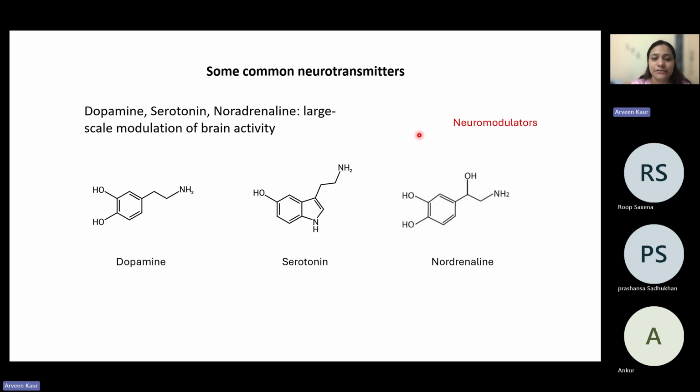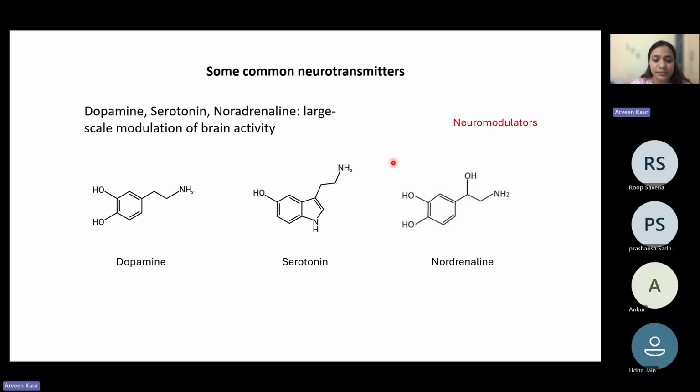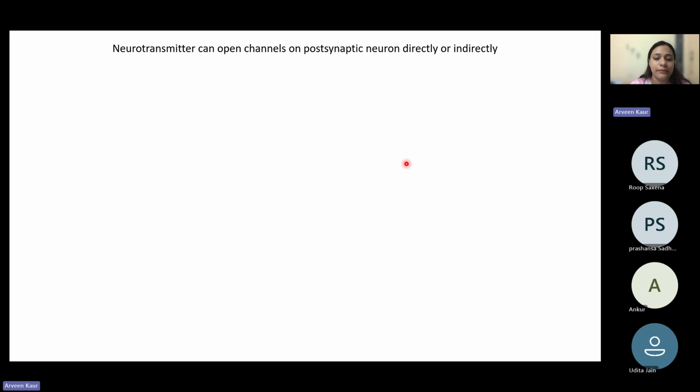Then there is another term, which is known as neuromodulators. These are mainly dopamine, serotonin, noradrenaline. They cause large scale modulation of brain activity, not just one neuron to another neuron, but large scale modulation. That is why they are known as neuromodulators instead of neurotransmitters themselves. Dopamine, serotonin, you might have heard about these, the happy hormone, the anxiety hormone, etc.